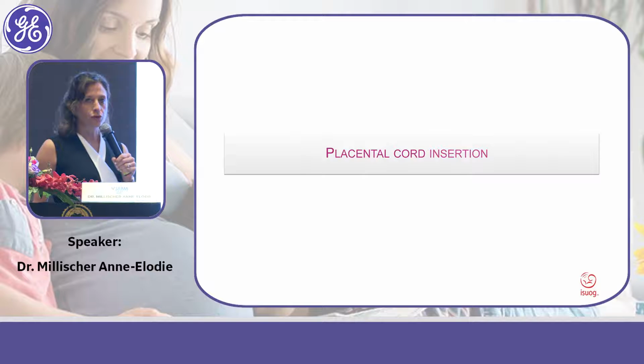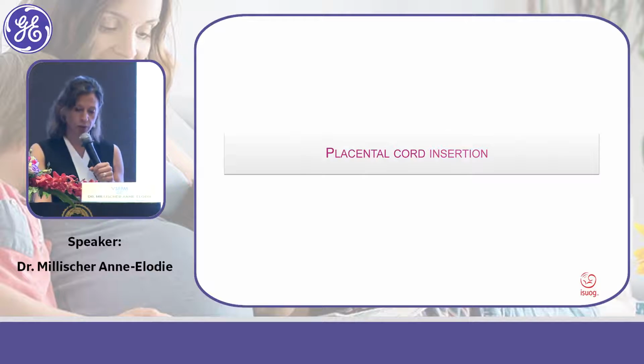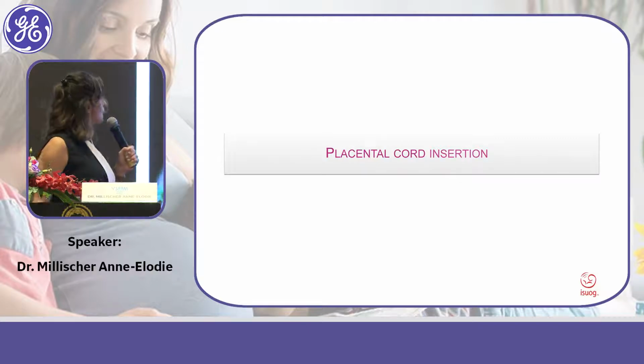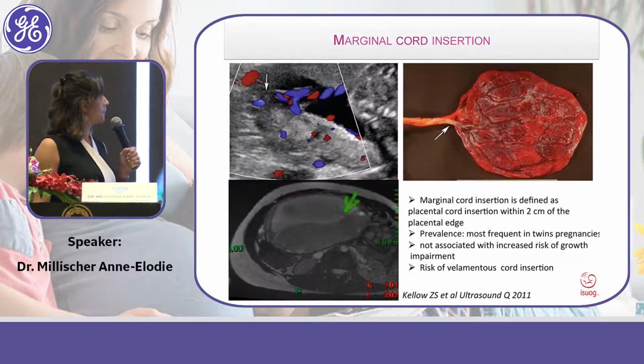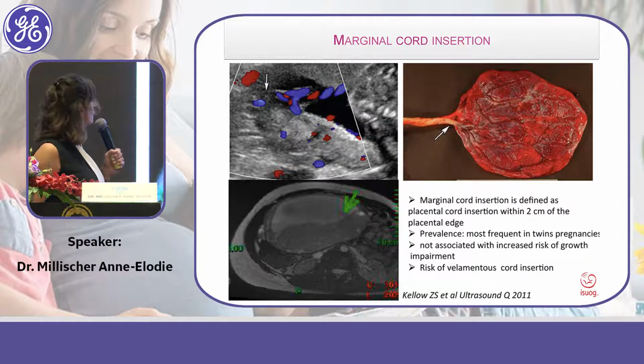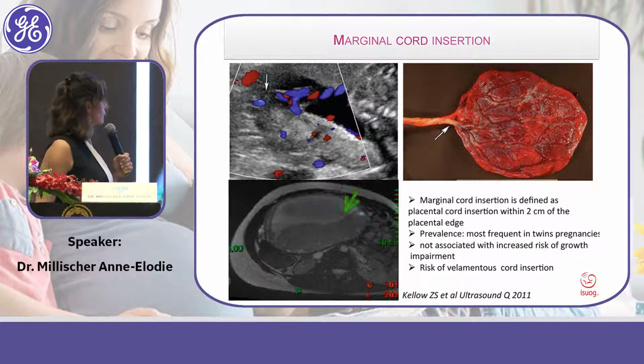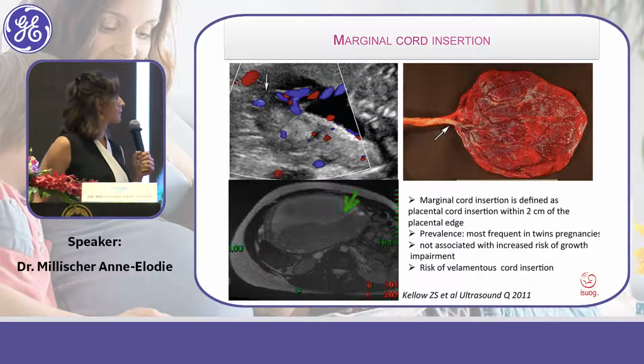Okay. The third point that we have to notice is the chordonal insertion. Cái đặc điểm thứ ba trong hệ thống là mình sẽ xem xét được cái vị trí bám của dây rốn. And particularly when the cord insertion is marginal, which means that the cord insertion is within 2 centimeters of the placental edge. Cái bất thường đầu tiên là dây rốn bám mép. Dây rốn bám mép được định nghĩa khi mà cái vị trí bám của dây rốn nó trong vòng 2 cm, bắt đầu tính từ cái bờ bánh nhau, cái mép bánh nhau.